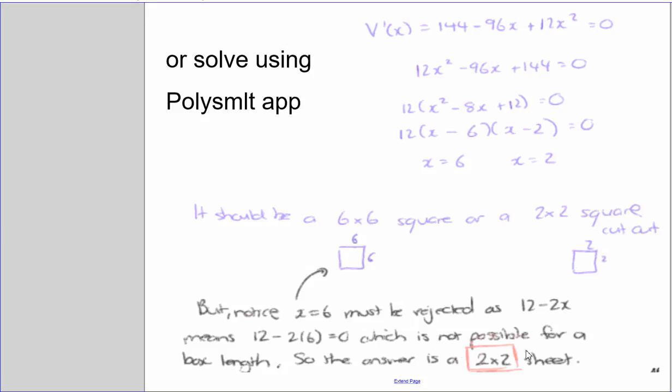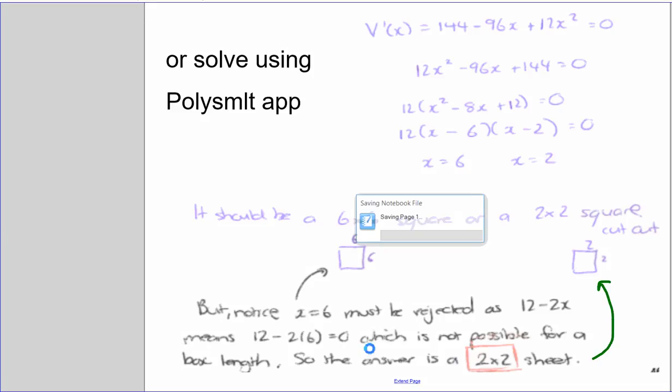So that was just pointing out that you can't have 0 as a box length. So the answer is a 2 by 2 square. They said what size square? It would be this one here. So let's put maybe a little arrow to point that out. It would be this little one here, a 2 by 2 square.